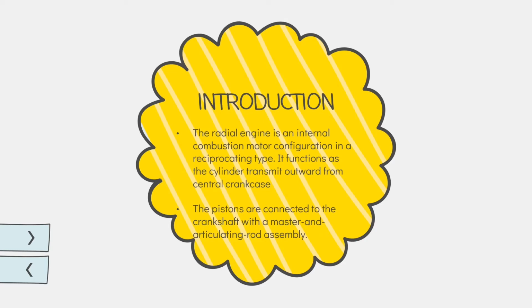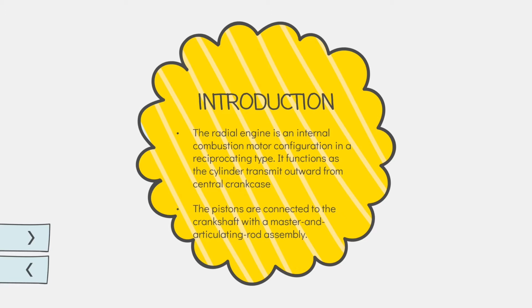Next, I will proceed with the introduction of our assignment. The radial engine is an internal combustion motor configuration in a reciprocating type. It functions as the cylinders radiate outward from a central crankcase like the spokes of a wheel. It resembles a star when seen from the front and is known as a star motor in certain countries like Germany, France, Japan and Italy.